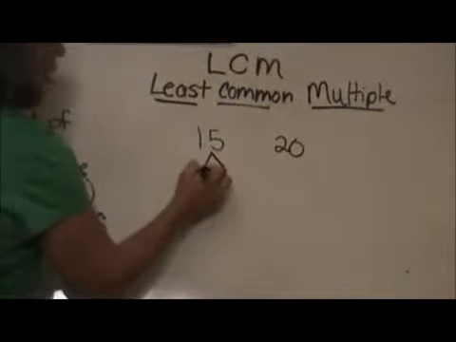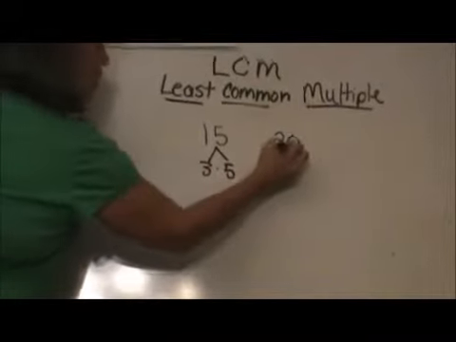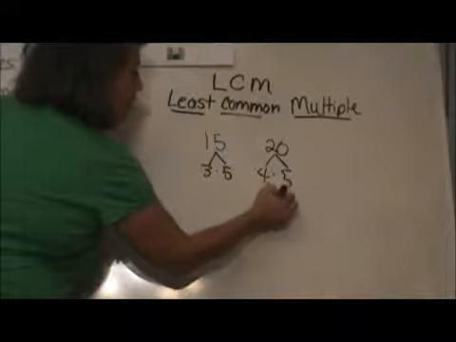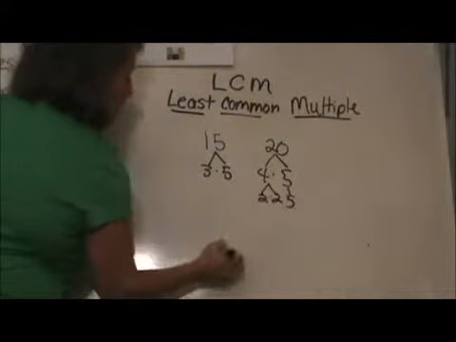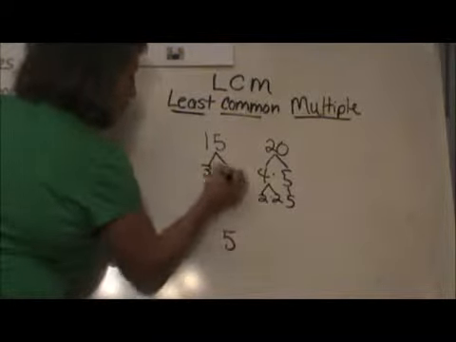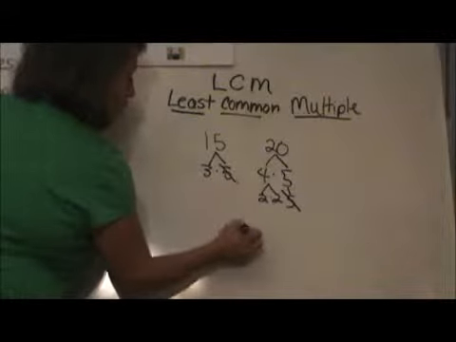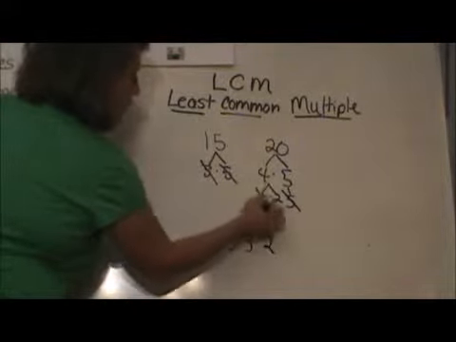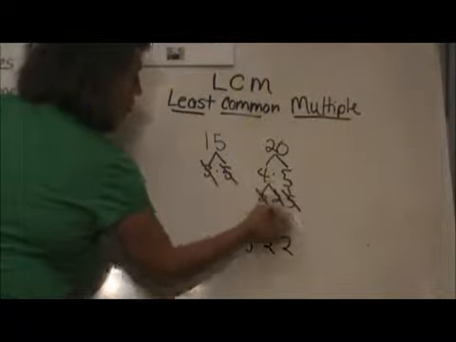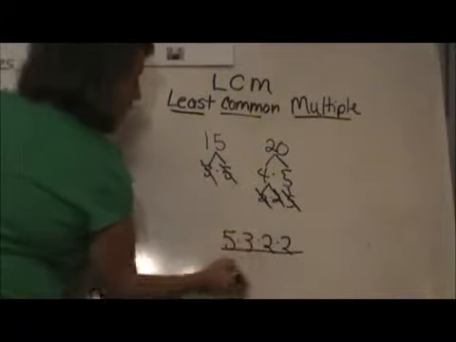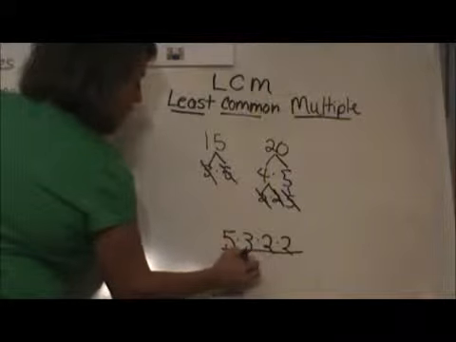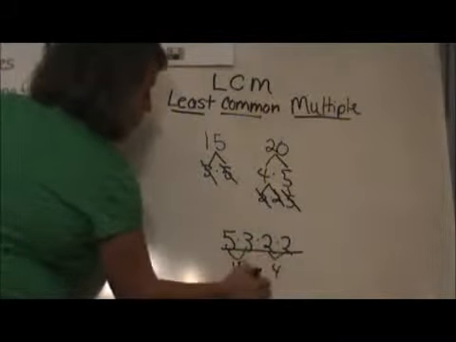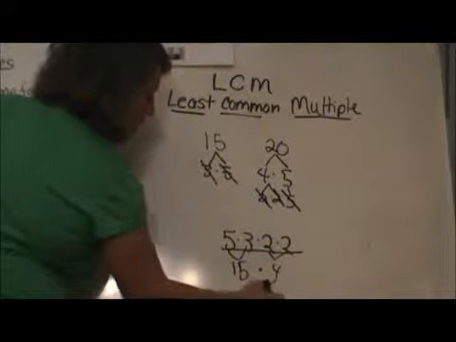I'm going to do my factor trees, 4 times 5, and get down to prime factorizations, and then make my list. 5, cross it out, 3, cross one out, 2, cross one out, and 2, cross the other one out. So I multiply this all back together. This is 15 times 2 times 2, which is 4, so my answer is 60.